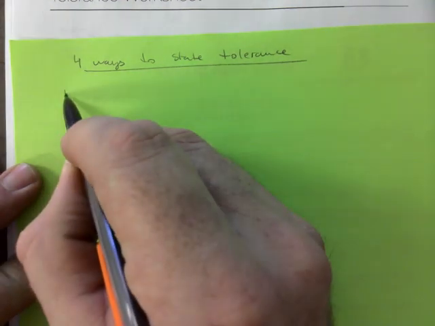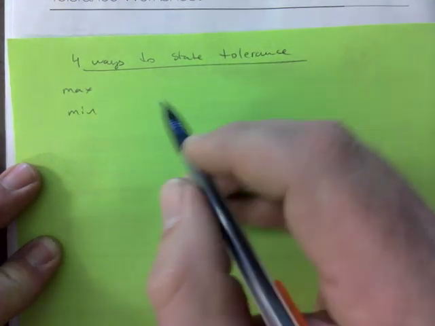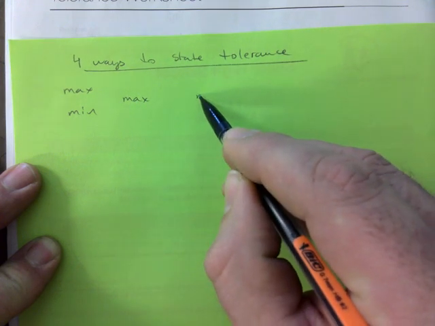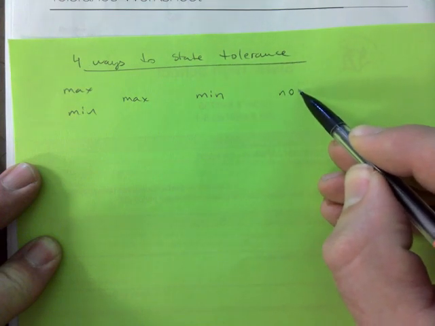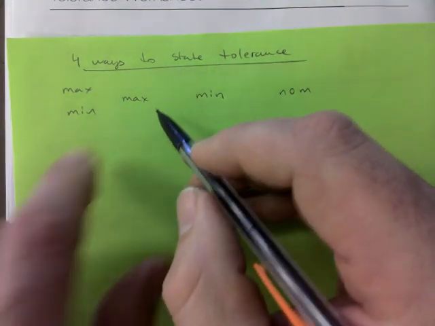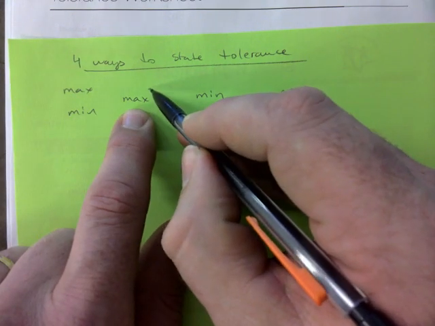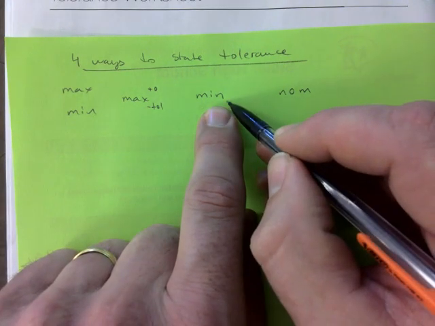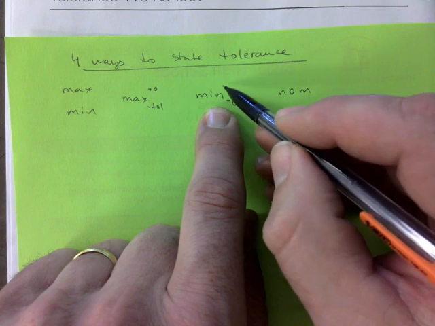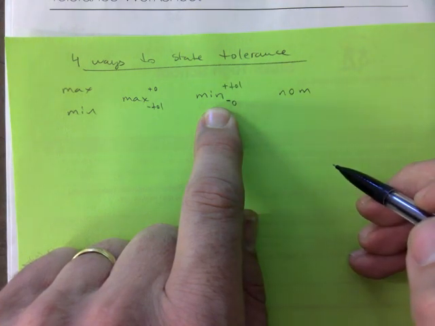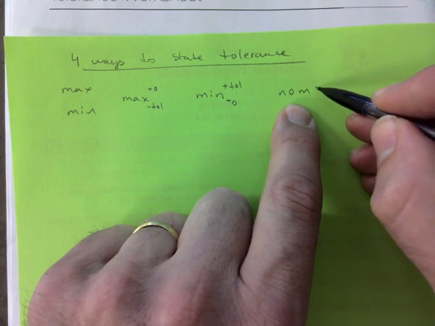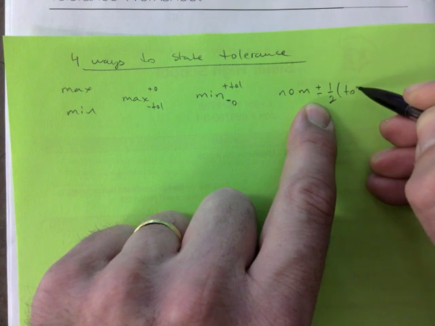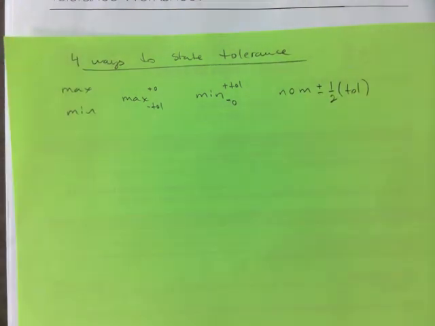You should have that. There's max, min, like this, and this is in no particular order. Then you have max, you have min, and you have nominal. When you have the max, when you get this number, it should be plus 0 minus tolerance. If you have the min, you go minus 0. You can't go any lower than that. Plus tolerance. And then nominal is followed by plus or minus 1/2 of tolerance, right? So these are the 4 ways to state your tolerance.